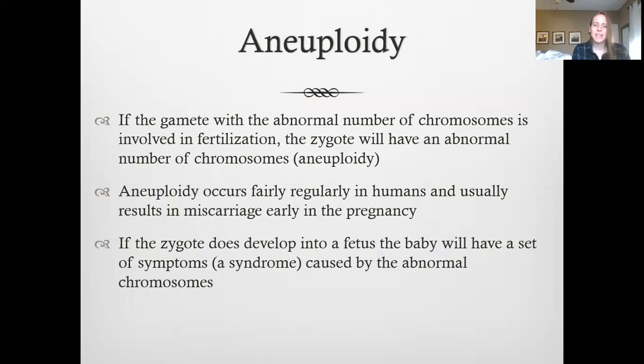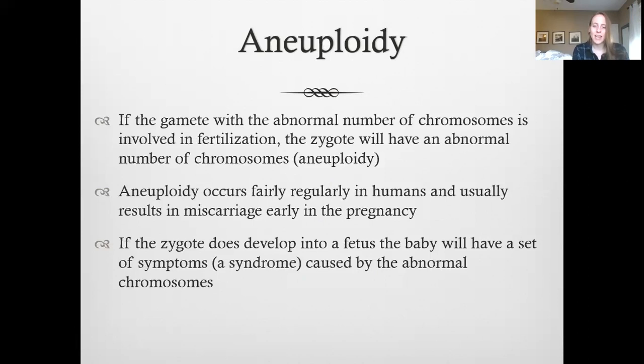Aneuploidy is just the way that we say that a gamete with an abnormal number of chromosomes is fertilized to produce a zygote with an abnormal number of chromosomes. So as soon as we have a zygote with an abnormal number of chromosomes, we refer to that as aneuploidy. This does happen fairly commonly in humans. It does usually result in a miscarriage very early on in the pregnancy, but there are certain types of aneuploidy that are not fatal to the embryo.